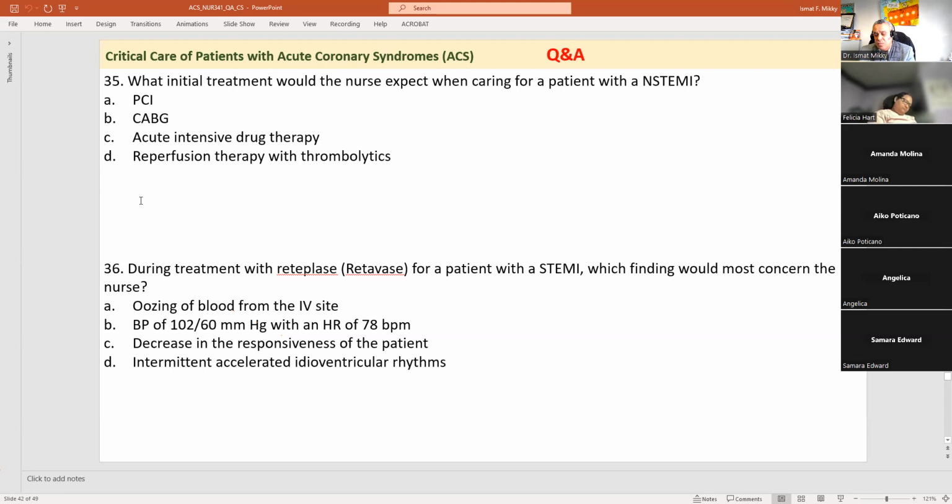Which finding would most concern the nurse? C, decrease in the responsiveness of the patient, because that indicates a complication, right? Yep, because the patient's not responding. And so how would you provide a rationale?